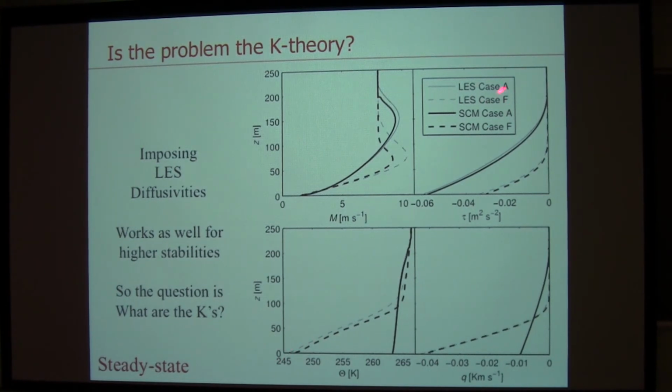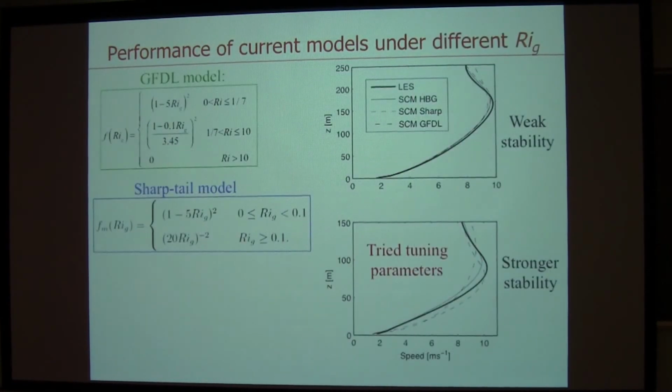Again, this is for a weakly stable A case and a strongly stable F case. Some minor differences, less than 1 degree or about 1 degree in temperature, and overall some discrepancy, but I would say it's quite acceptable for wind speed. So basically, the stresses are aligned with the strains, and if you know the Eddy diffusivity, you can reproduce what LES produces. So the problem is not the Eddy diffusion hypothesis itself. The problem could be how we estimate the Eddy diffusivities.